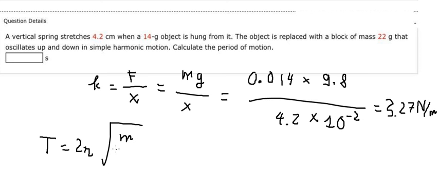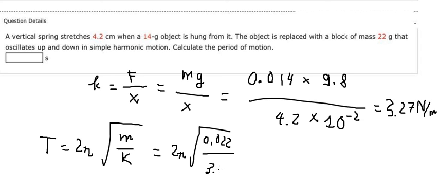So we have T equal to 2π multiplied with the square root of m divided by k. So m is about 22, but we need to convert into kilograms. We divide by 3.27 and we got approximately 0.515 seconds. And this is the answer for this one.